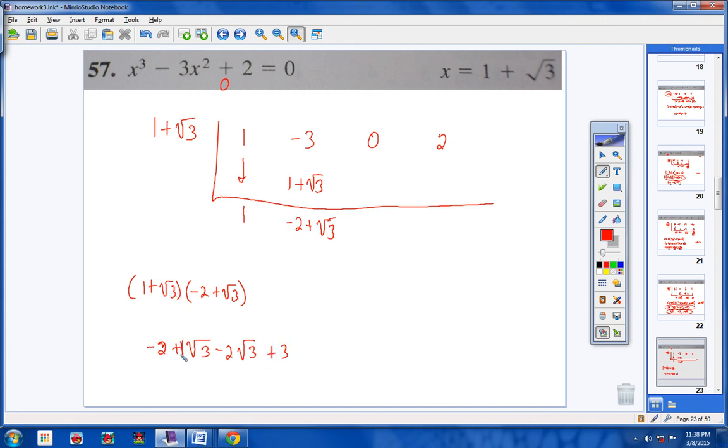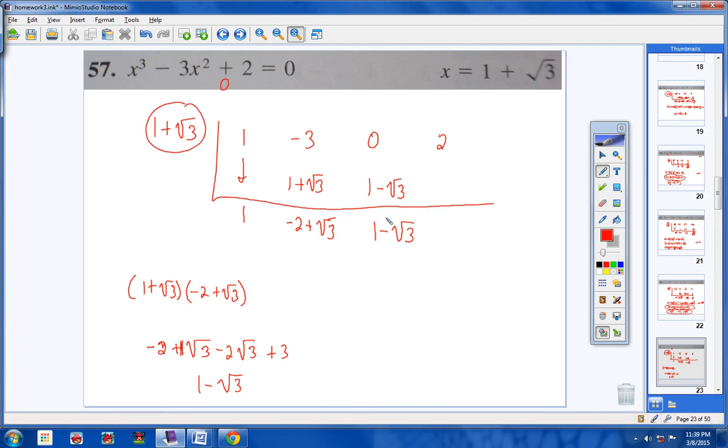Now there's a 1 right here. So when you combine your like terms here, it's a 1 minus 2. That's negative 1 square root of 3. Negative 2 plus 3 is 1 plus square root of 3. Okay? So when you multiply this times this, you get this. Okay? So we're going to put that right here. Add these together or combine, and you get this.